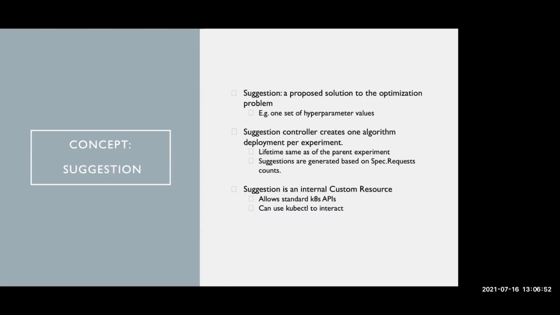Then the other one is the suggestion. A suggestion is one set of hyperparameter values, or you could think of it as one solution to your optimization problem. Again, this is also a custom resource, and the suggestion controller is responsible for taking actions on suggestions. It's very simple: when a request is made to give X number of hyperparameter solutions, it talks to the right algorithm service, generates, and returns that many solutions.